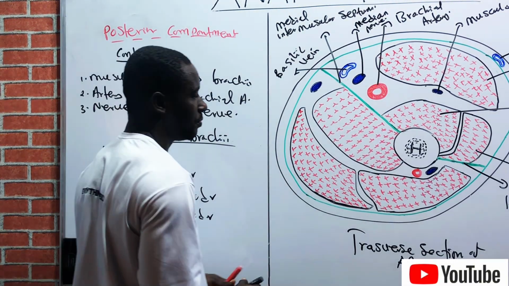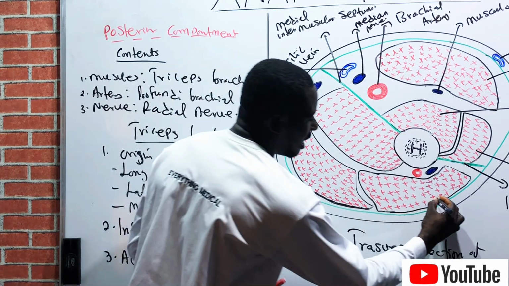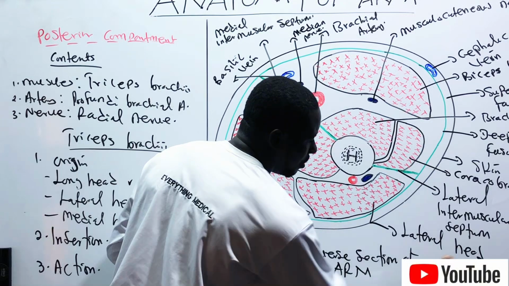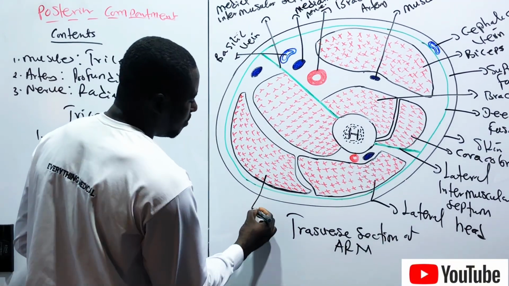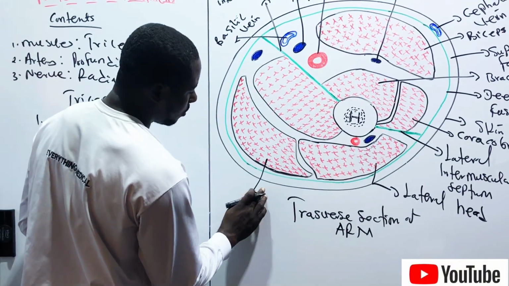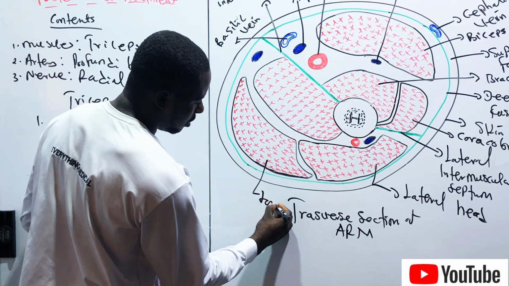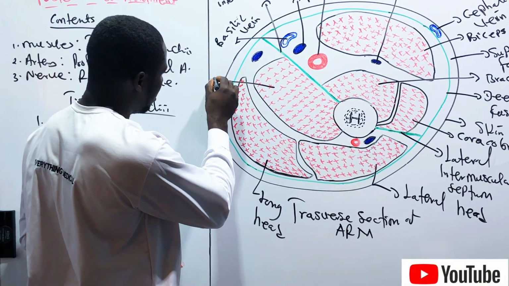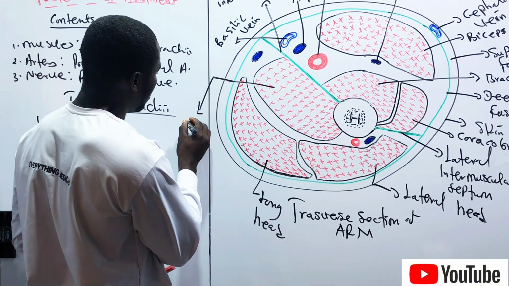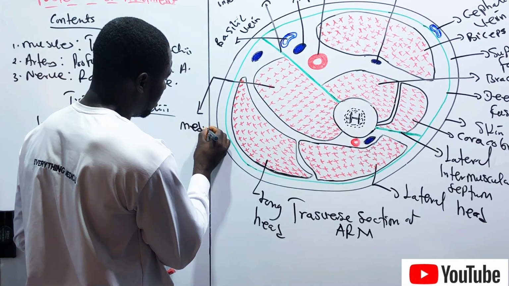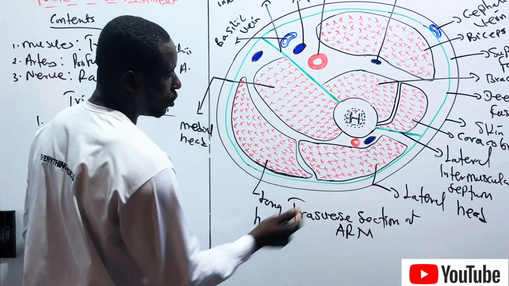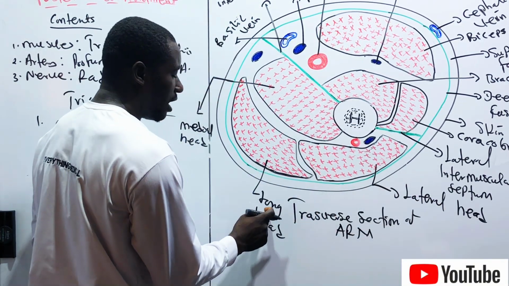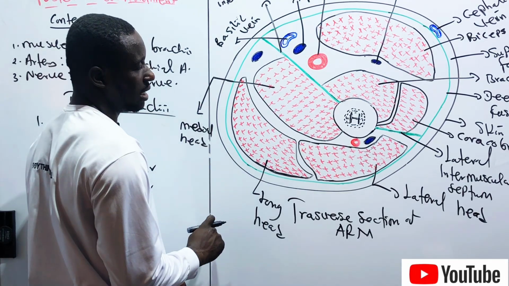Okay, now here, this is the lateral head of triceps brachii. This is the medial head. The long head. So the long head of the tricep, the lateral head of the tricep, and the medial head of the tricep.